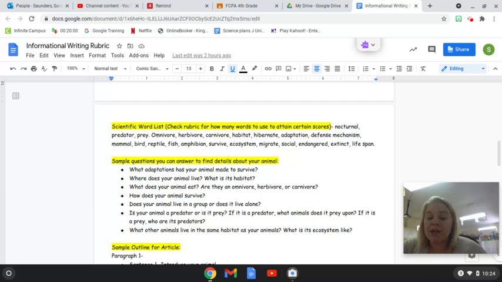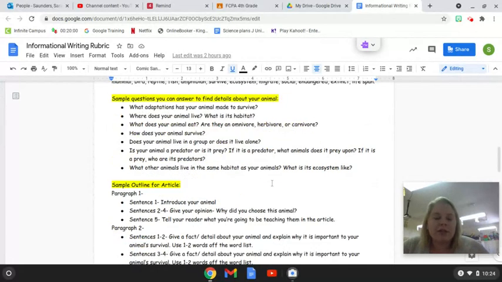Is your animal a predator or is it a prey animal? If you're talking about an animal like a lion that's a predator, what animals does it prey upon? If your animal is prey, like a rabbit, who are their predators? What other animals live in the same habitat as your animal? So what lives around your animal and what is its ecosystem like? You don't have to use these and you don't have to use all of them. They're just some ways to get started thinking about your animal.